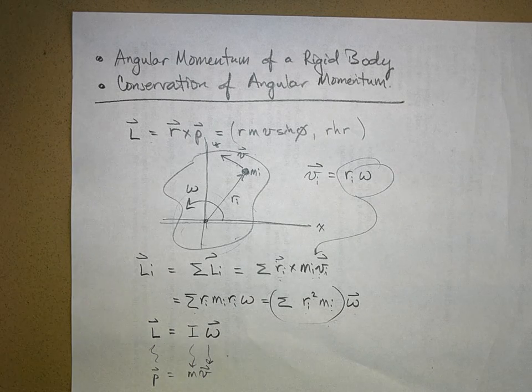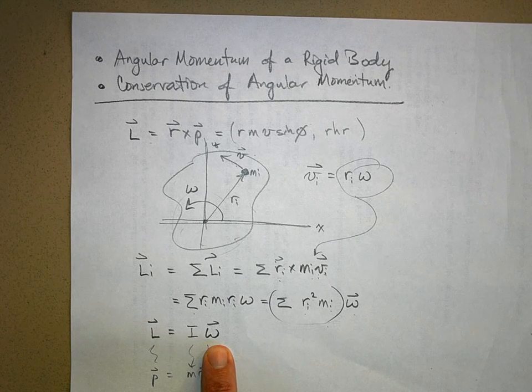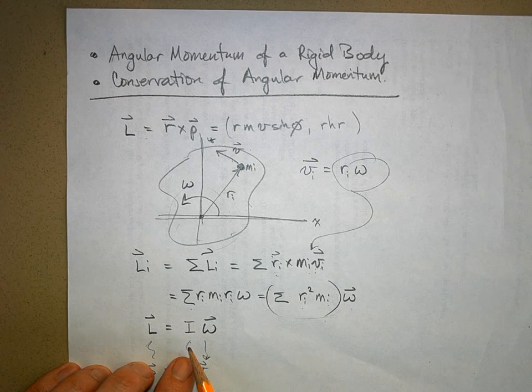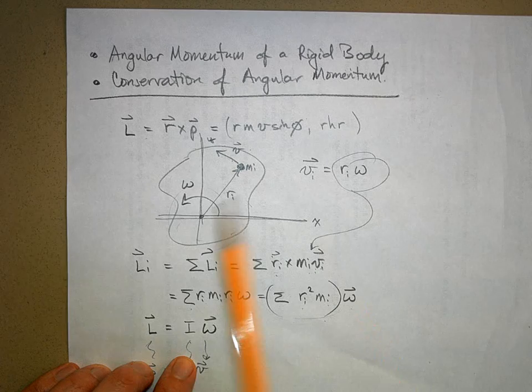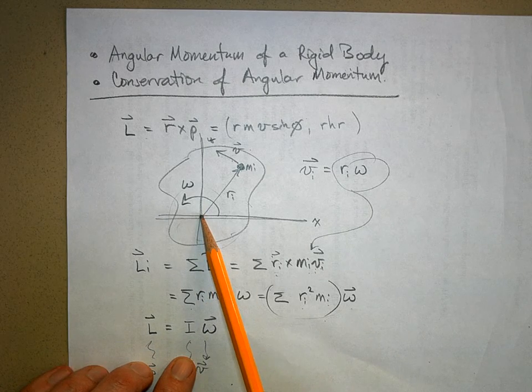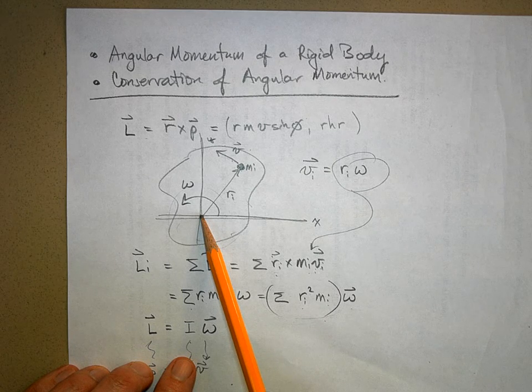So if you have a rigid body, it's going to have this angular momentum. Now, by the way, this angular momentum is as measured from the axis of rotation. Now, in this object that I just drew right here, notice that the axis of rotation is not at the center of mass of the object.